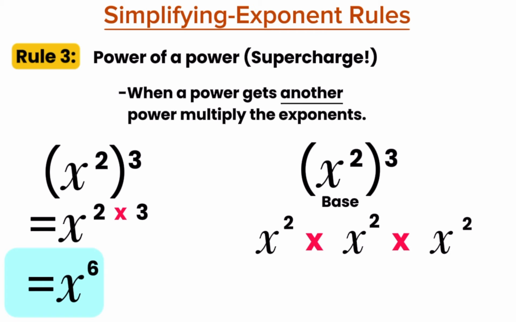Since we're multiplying by the same base, we add the exponents to get x to the power of 2 plus 2 plus 2, which is equal to x to the power of 6. With Rule 3, simply multiplying the exponents will give you the same answer.